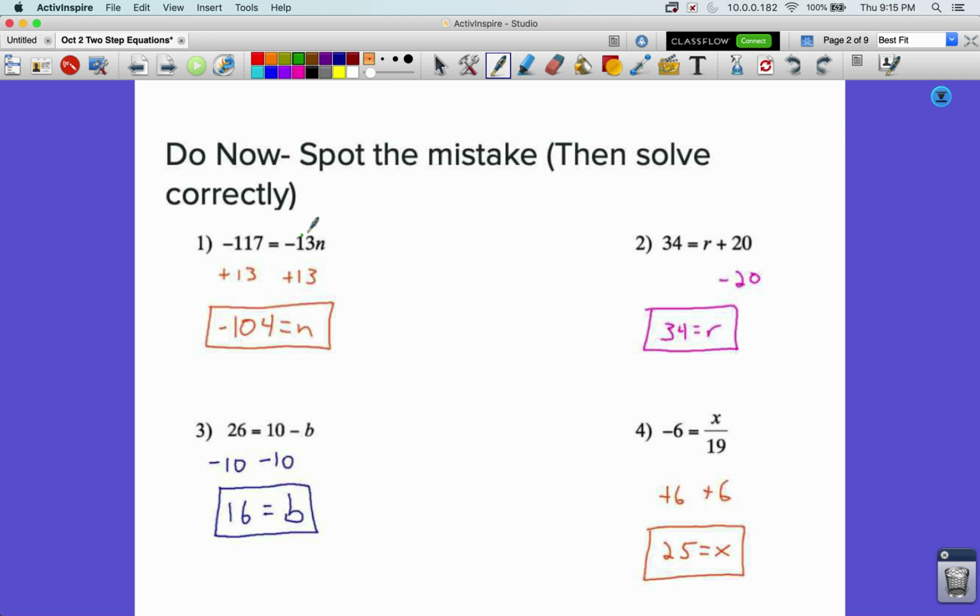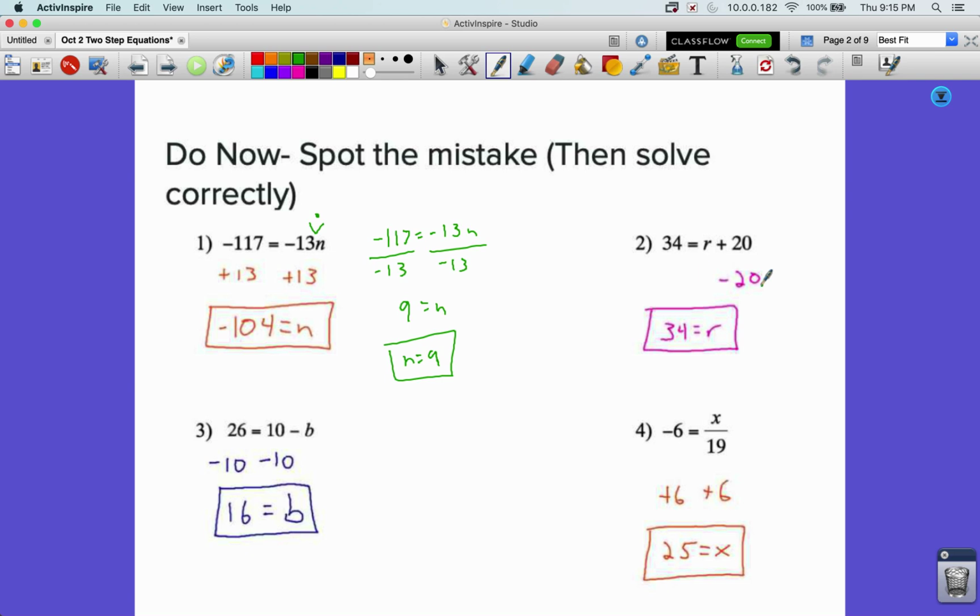Okay, the mistake is that we cannot add 13 to both sides because adding 13 doesn't undo the operation here. There's hidden multiplication in between the negative 13 and the n. So how we get rid of that is with division. What we should do is divide both sides by negative 13. That undoes the multiplication, and now we get 9 equals n, or I'd like you to switch that around and make it n equals 9. N equals 9. Put a box around it.